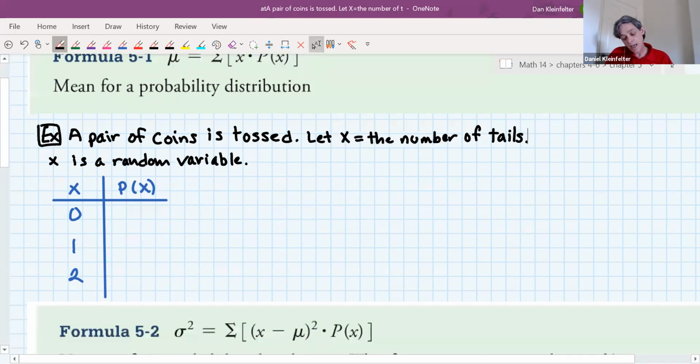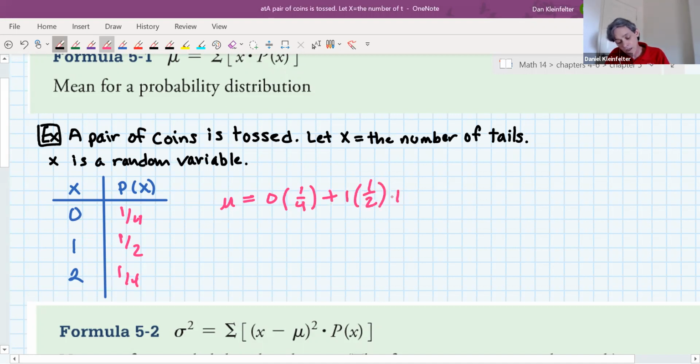Let's try one. Okay, a pair of coins is tossed. Let x represent the number of tails. We know that x is a random variable. So this was our first example from earlier. The probability of us getting no tails was 1/4. The probability of us getting 1 tail was 1/2. And then the probability of us getting 2 tails was 1/4. So then if we wanted to find the mean, it's going to be 0 times 1/4 plus 1 times 1/2 plus 2 times 1/4. Okay, so that will be 0 plus 1/2 plus 1/2, which is 1.